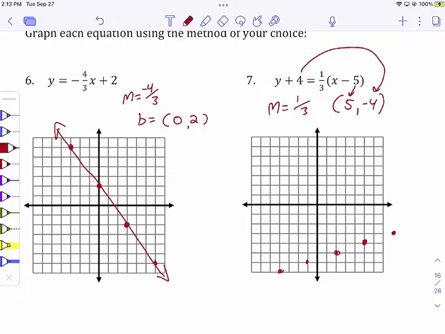You should always check every problem. I have a negative slope, my line should be going down. This is a positive slope, the line's going up. You read it from left to right like a sentence. Is there any question about either of those?